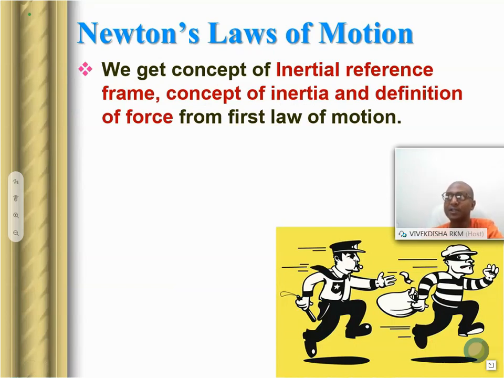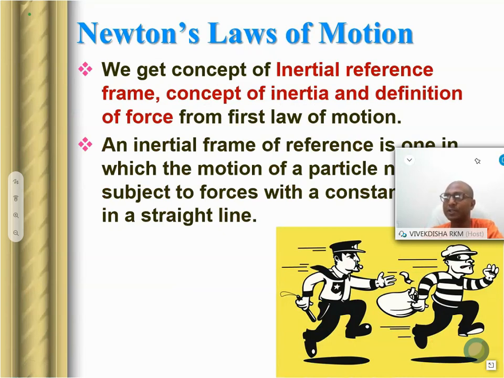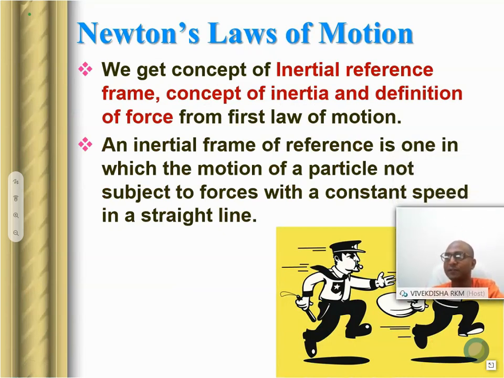So Newton's first law and then the inertial reference frame, what does it mean actually? You may forget, so I will also give you an idea about the inertial reference frame. An inertial reference frame is one in which a particle not subject to a force, or to many forces, moves with a constant speed in a straight line. So this is your inertial reference frame. This is the thing that you have to consider when you are talking about different laws of motion. So: inertial reference frame, inertia, and force. Mind it.